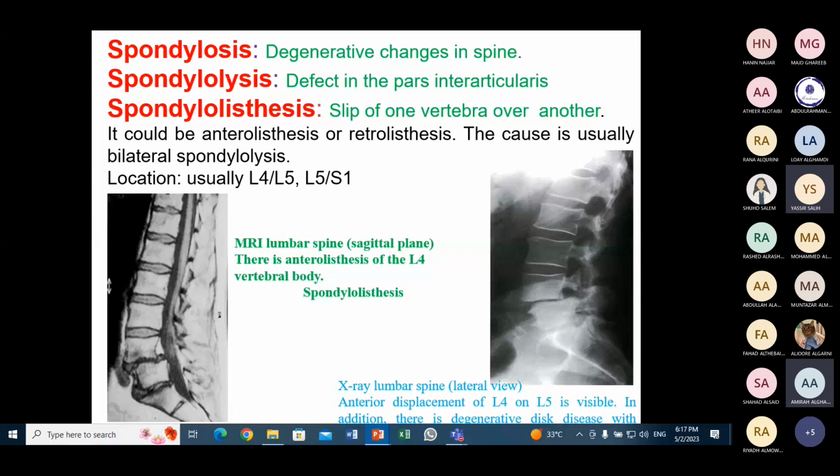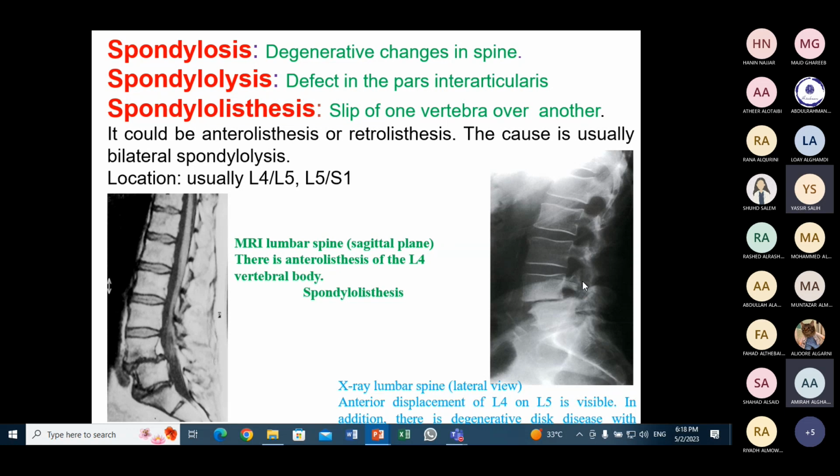طيب عندنا terms هي familiar for you نمشي عليها سريع. السبونديلوزيس والسبونديلولايسيس والسبونديلوليسثيسيس. what is spondylosis؟ لما نقول spondylosis معناته انه there is a degenerative changes مثلا زي يكون عندنا أوستيوفايتس وإند بليت سكلوروزيس بنسميها spondylosis degenerative changes of the spine. اما السبونديلولايسيس is the defect in pars interarticularis. فاذا عندنا defect in the pars interarticularis بنسميها spondylolysis.